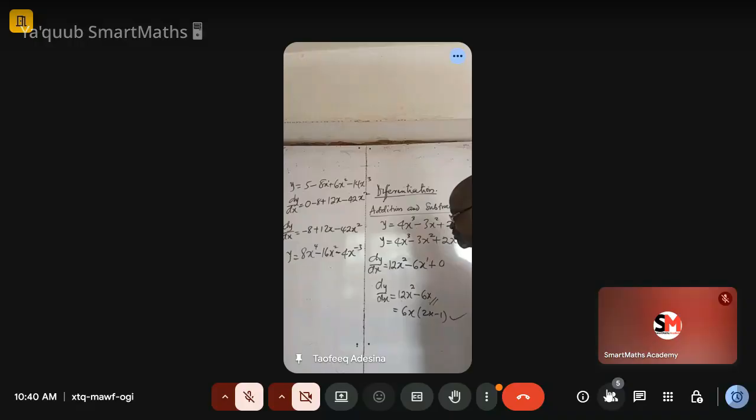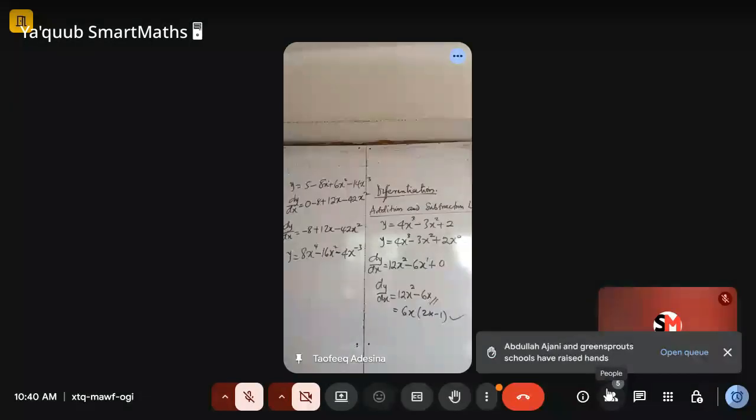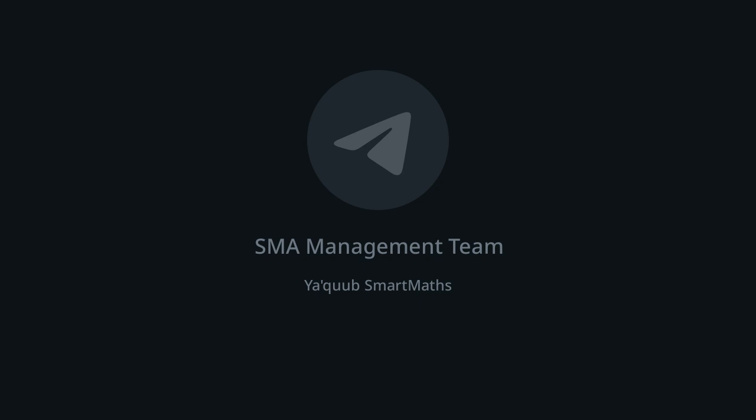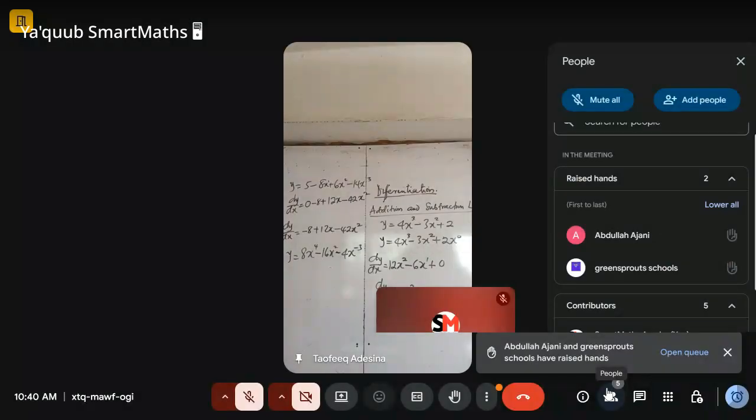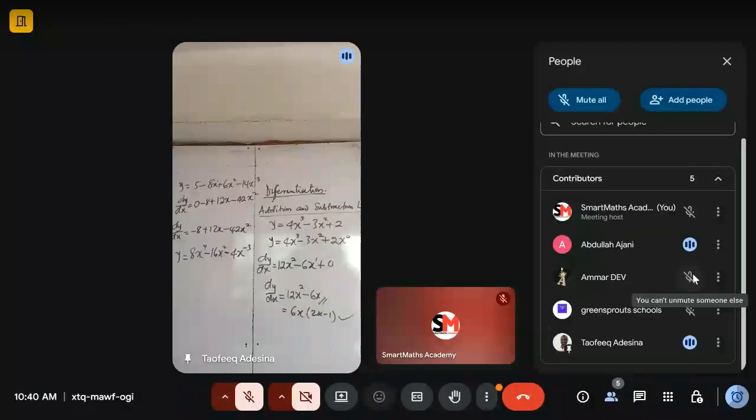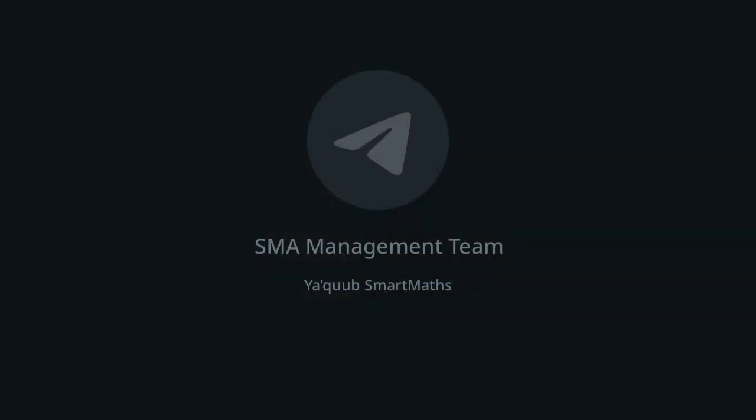Okay, Abdullah Ajani, go ahead. It is going to be dy/dx equals 32x cubed minus 32x minus 12x to the power minus 4. Get yourself right. You read something there.